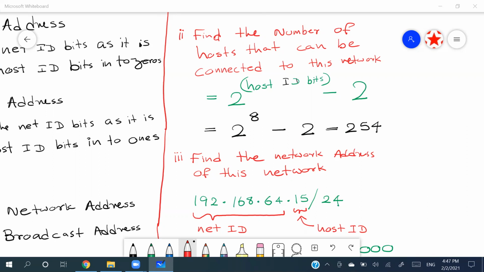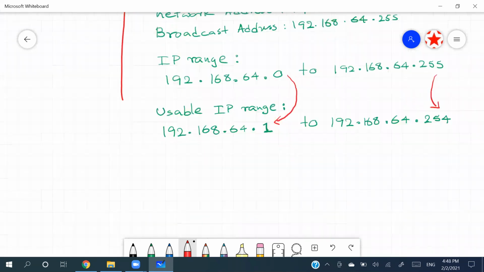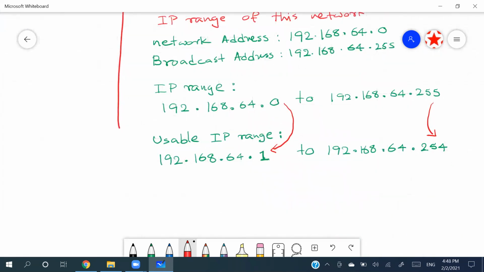We reduced two because we cannot use the network address and the broadcast address for hosts. Right, we can't use 192.168.64.0, because it is identifying the entire network, and 192.168.64.255, because it is to identify the broadcast address. So that is why we reduce two there, to determine that 254 can be used without these two.